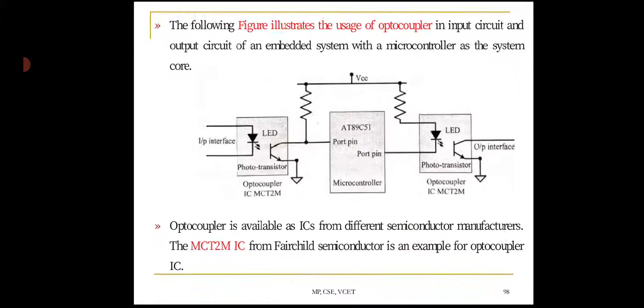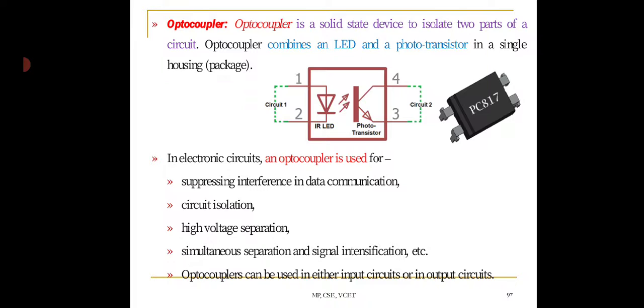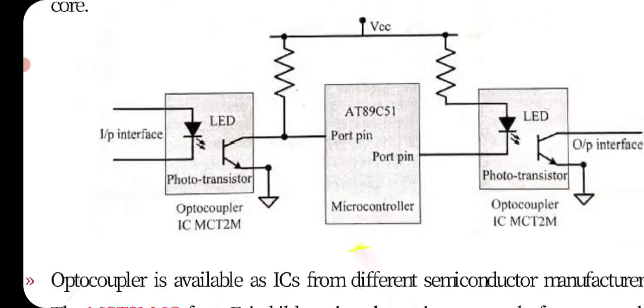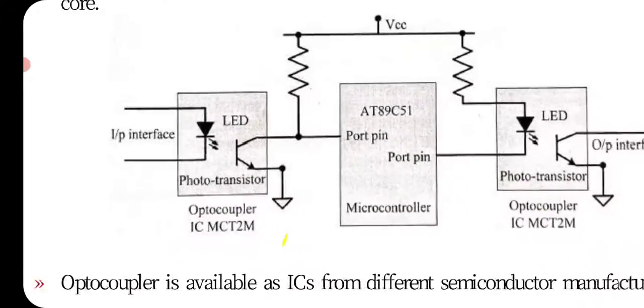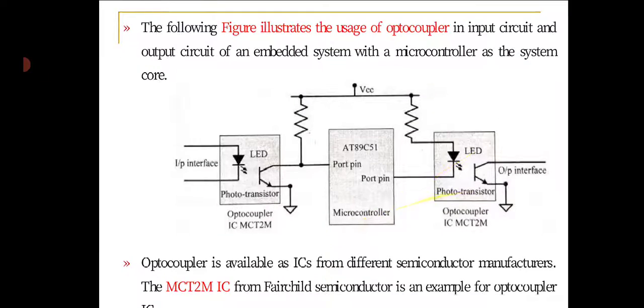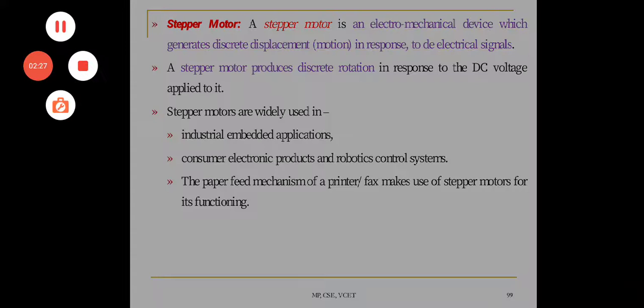So this optocoupler is a solid state device to isolate two parts of a circuit. Here also you can see the phototransistor and LED in the diagram. Very clearly it's visible. Next is stepper motor.